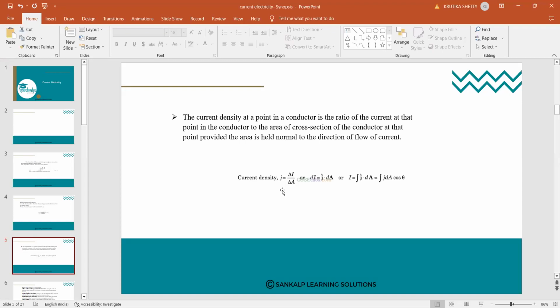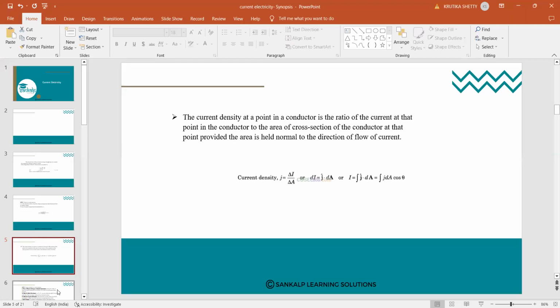What is the unit? Current density can be expressed as current by area. So current is taken as ampere and the area is taken as meter square. So ampere per meter square is the unit of your current density. So you will note that here I is equal to J dot dA. It is a dot product. So when it is a dot product, we can write it as J dA cos theta. Correct? So this is regarding the current density.